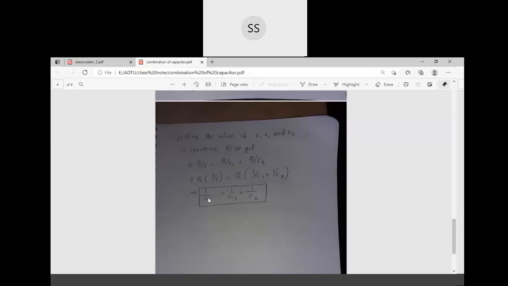So remember, at the end we don't have to calculate 1 by C, we have to calculate C only. So suppose you get the value of 1 by C equal to 1 by 3, then at the end C equals 3, we can write like that. So at the end, don't put the value of the reciprocal, you have to put the value of C.